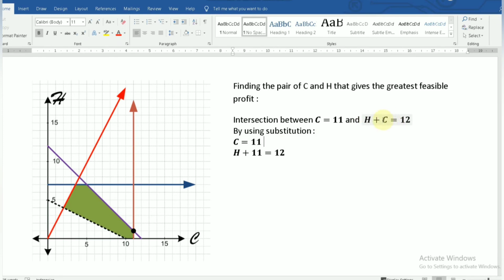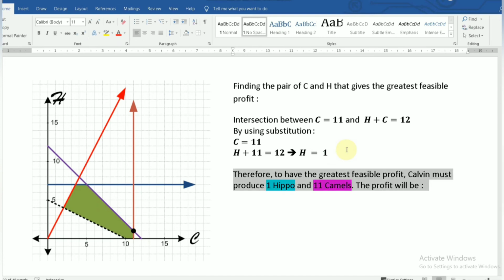I'm sorry, into this by 11. So h plus 11 equals 12. And in the end, we know that the value of h that we're looking for is 1. So yeah, actually, our assumption is right. From the graph, we can clearly see it is 11, comma 1. But it is strengthened, it is supported by the fact that we find the same result by calculation.